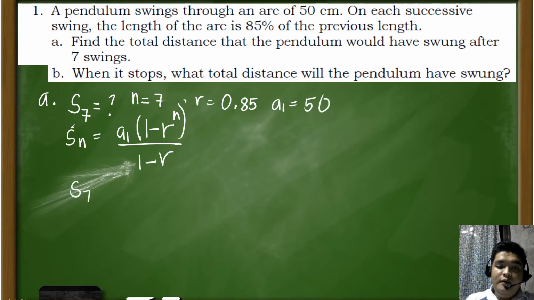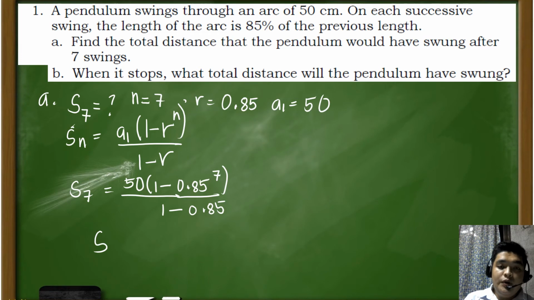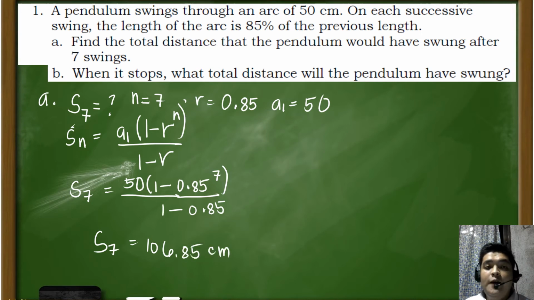So let's substitute. S sub 7 equals 50 times 1 minus 0.85 raised to 7, over 1 minus 0.85. If we use the calculator, the result is 106.85 cm.